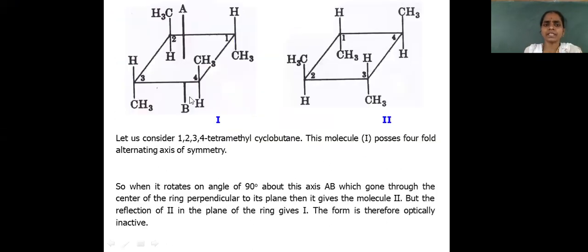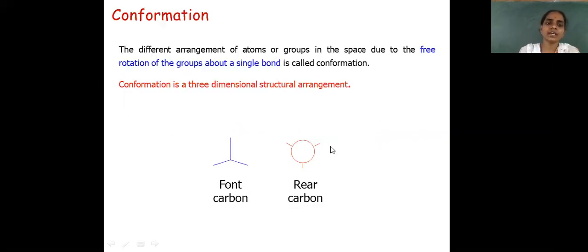Here is the best example. The first and the second structures show a 90 degrees rotation, and when it shows a 90 degrees rotation, all groups are changing their position. So by taking one of the axes, it started rotating. That is, the first and the second follow the axis of symmetry.